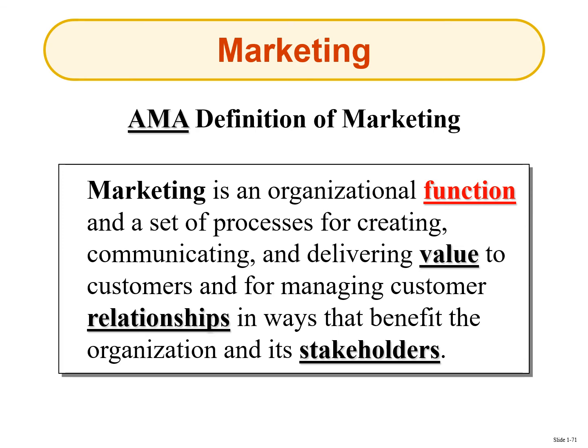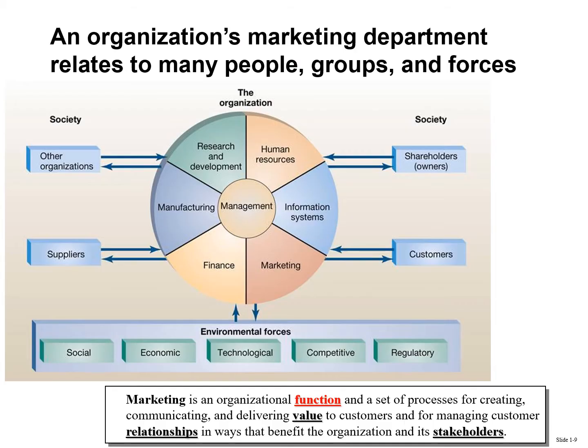So what we're going to do is divide this definition, pick up keywords from it, and discuss them in detail. The first keyword that we're going to pick from here is function. Marketing is an organizational function. In order to understand what we mean by that, we need to look at this picture here, which shows us the organization. We can see in the middle that the circle is representing the whole organization.